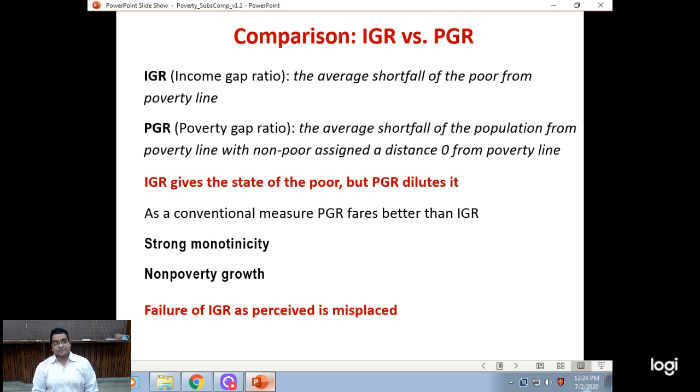Similarly, the strong monotonicity axiom, actually this we have already discussed while discussing the first set of axioms. If a relatively rich among the poor becomes non-poor, obviously the poverty situation of the left-out people would worsen. That's what income gap ratio would capture. But since income gap ratio is picked as a substitute measure for poverty for the entire population, it is said that income gap ratio is not a good measure, because when the income of a poor person is increasing and that person is becoming non-poor, the poverty situation is worsening. So it is non-commonsensical to believe that. But this is happening because we are attempting substitution, and we are using the same template for all the measures. So the failure of IGR, the income gap ratio, as perceived, is actually misplaced.